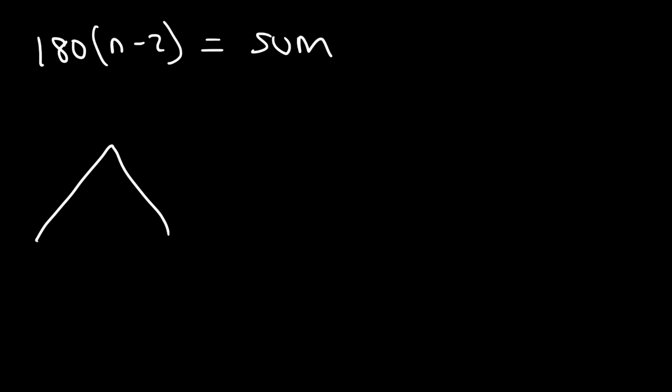Now let's talk about the sum of the interior angles of a polygon. The formula that you need to know is this: 180 times (n minus 2) is equal to the sum of the interior angles of a polygon. So let's start with a triangle. A triangle is a three-sided figure, so n is 3. So the sum of all the interior angles is going to be 180 times (3 minus 2).